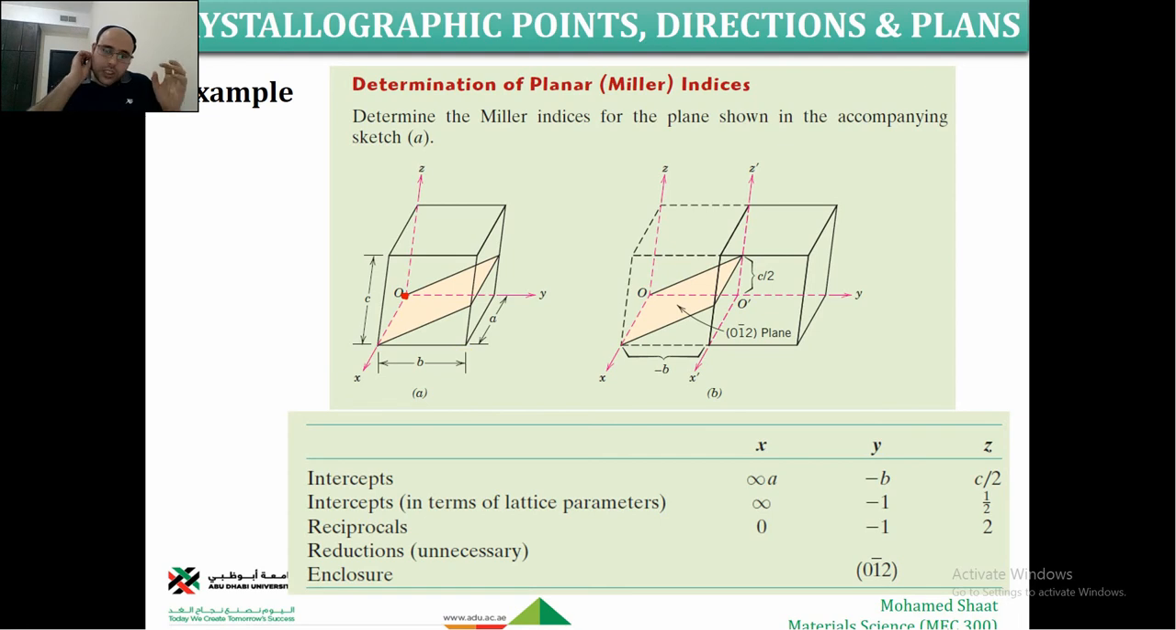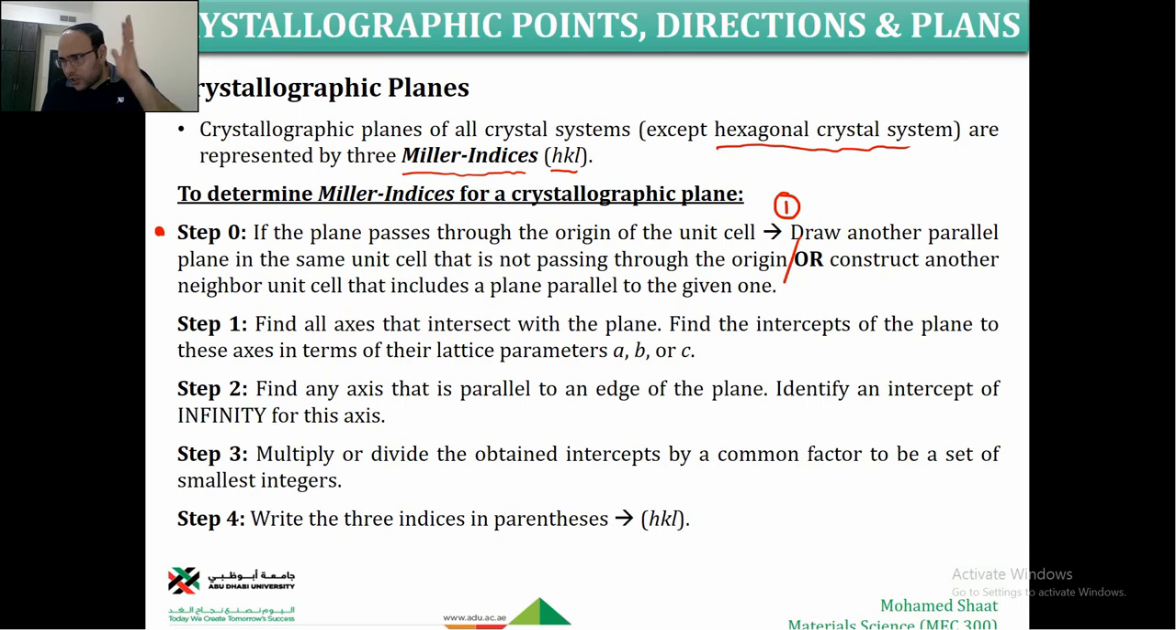So for step 0, in case you have this situation, the first method to get rid of this intersection with the origin point is to draw another plane that is parallel. The condition is that it should be parallel to the original given plane, in the same unit cell. In that case, this new plane will not be passing through the origin point. This is one method. The other method is to construct another neighbor unit cell.